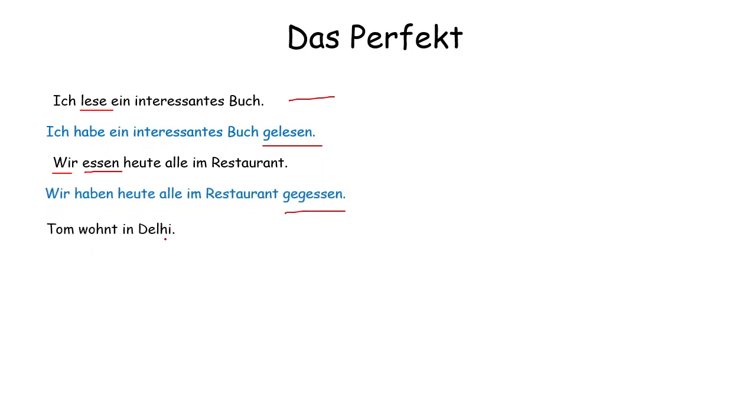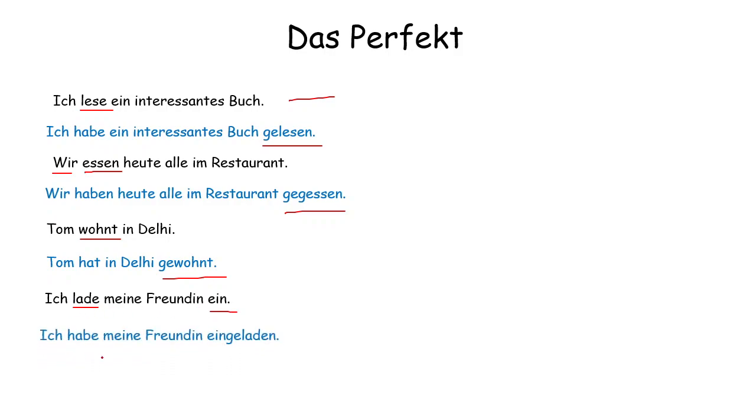Let's see. Tom wohnt in Delhi. Weak verb and not in the sein list. Tom hat in Delhi gewohnt. Separable verb, so GE comes in between, and not in the sein list. Ich habe meine Freundin eingeladen.